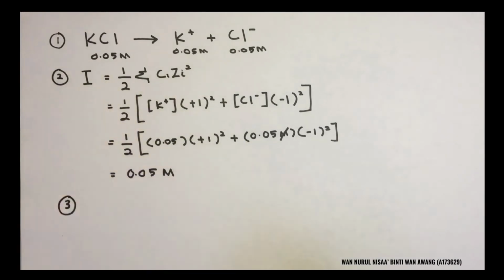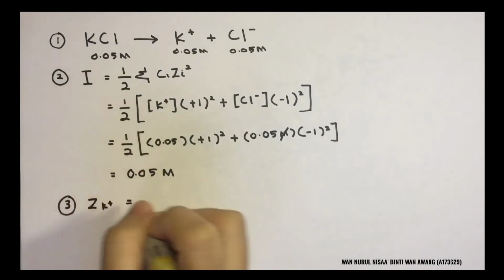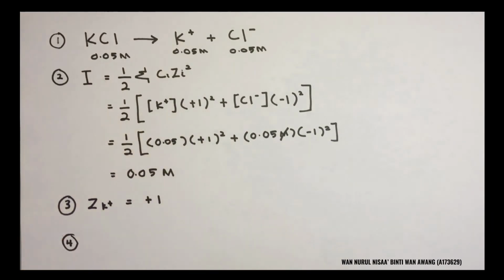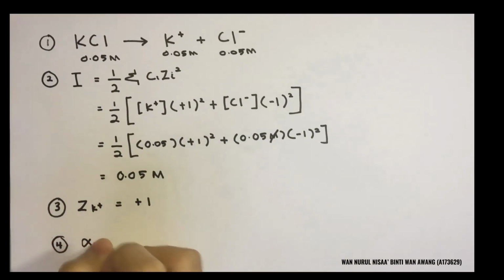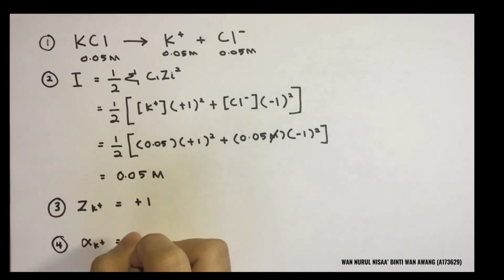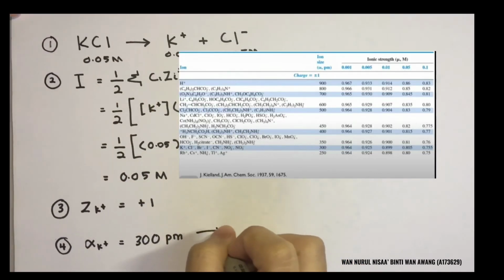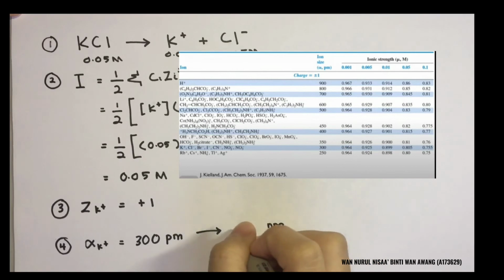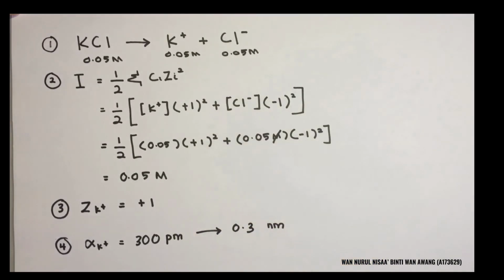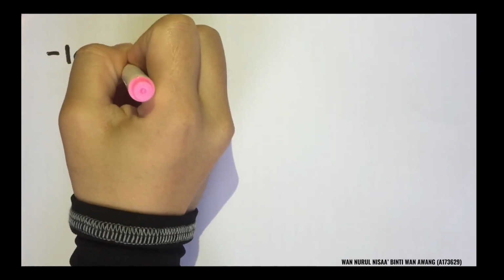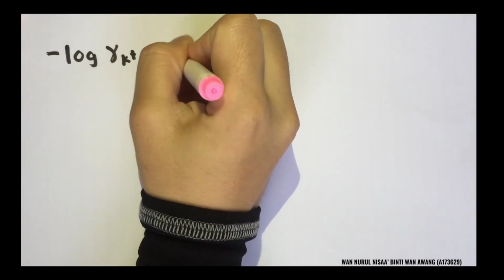Second thing that is needed in the Debye-Hückel equation is the charge of the species K+, which is plus 1. Number 3, we have to know the ionic size of the potassium ion from the table, which is 300 picometer, but we have to change it into nanometer, which gives the value 0.3. So now we have all the information needed. Therefore, we can use the Debye-Hückel equation.